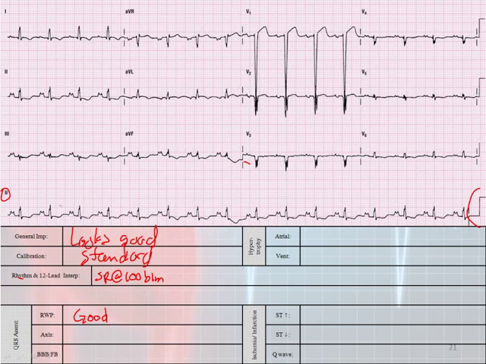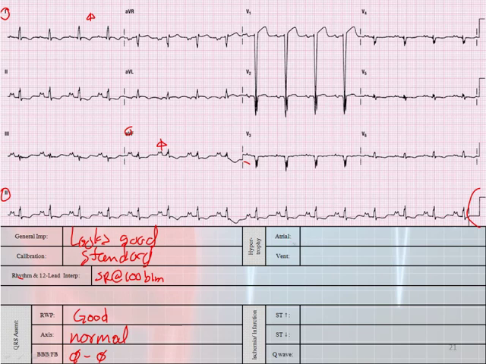My axis, we're going to look at 1 and AVF. If you look at lead 1 up here, you do have a positive, and if you look at AVF, you have a positive. So they're both up, so that would make it a normal axis. Bundle branch and fascicular blocks. Well, we don't have a bundle branch block because all of my QRSs are nice and narrow, less than 0.12 second. So I'm going to say no bundle branch blocks, and I have a normal axis, so I'm going to say no fascicular block automatically. I don't have to look for any other criteria.